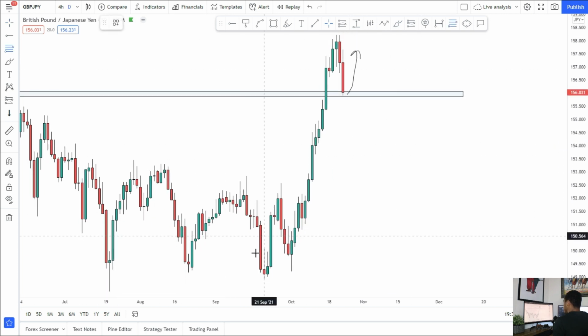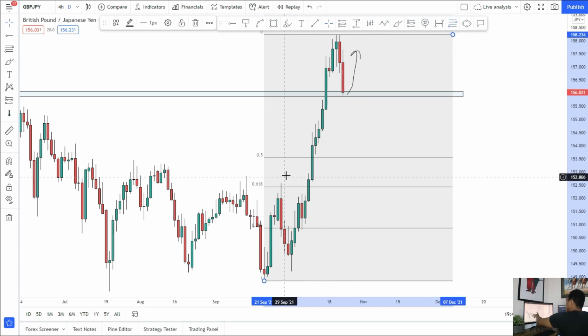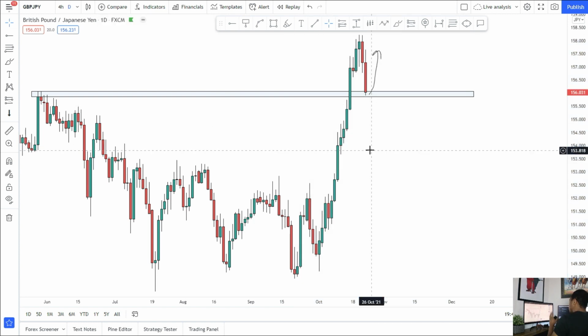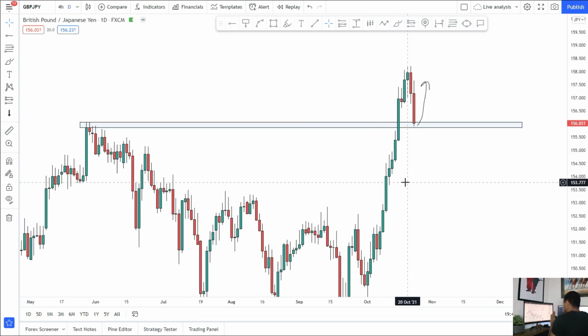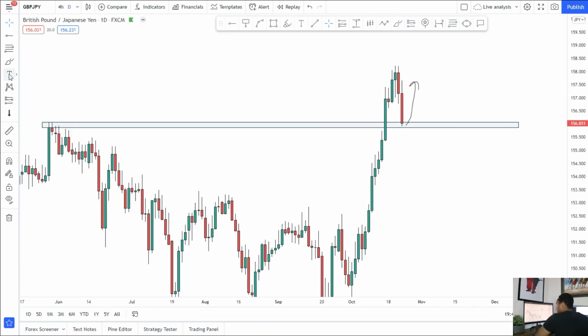If I do get a fib out and do from the start of the move to the end, you can see 50% of the move is all the way down there. So you potentially could see a healthy retracement back down to this level here. So there's still a lot of mileage to the downside if price does want to retrace that. But if it doesn't this week and just holds into that support, we'll be looking for buys. If it does fall to the downside, we'll be looking for the next psychological level below this, which is 155.